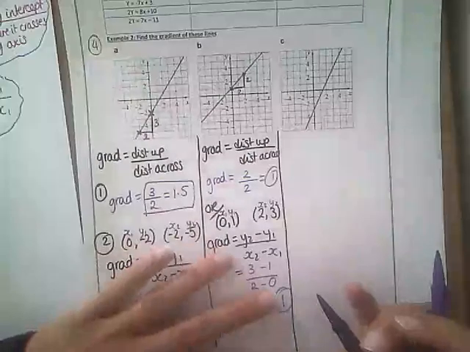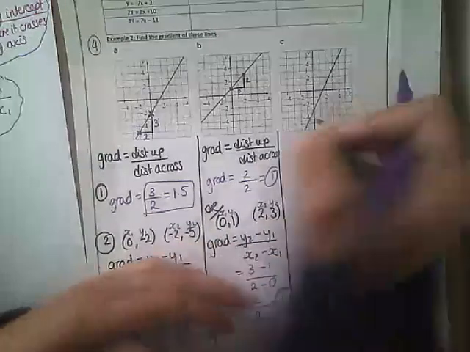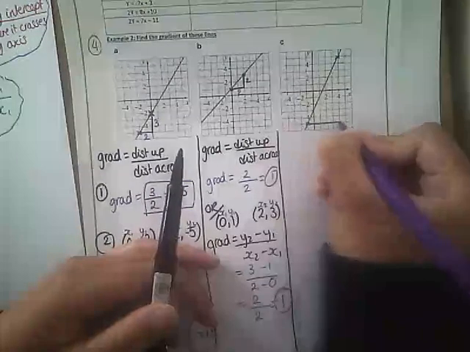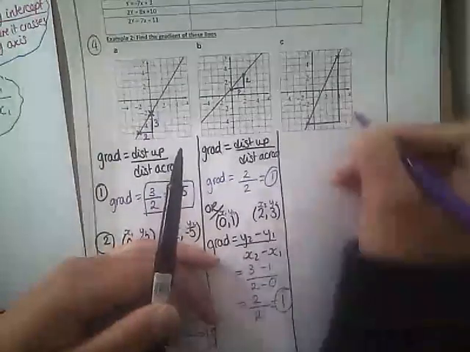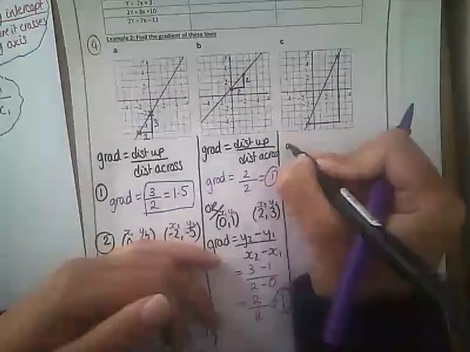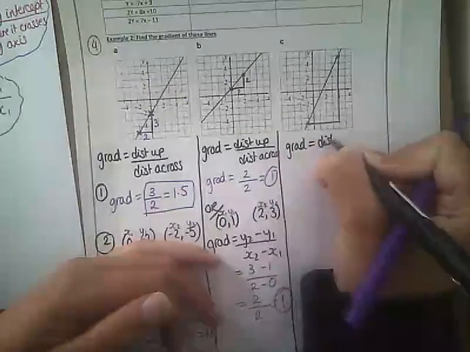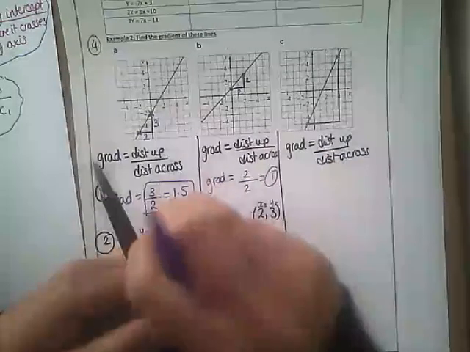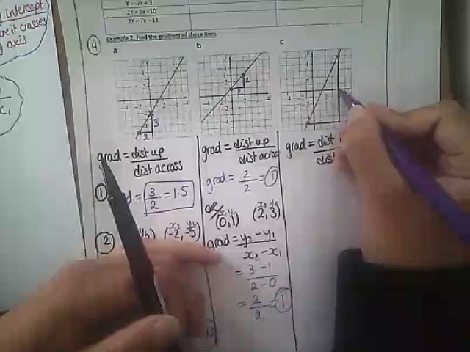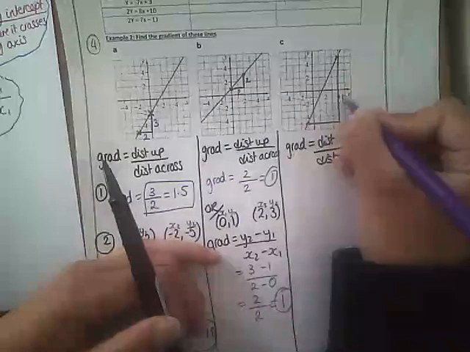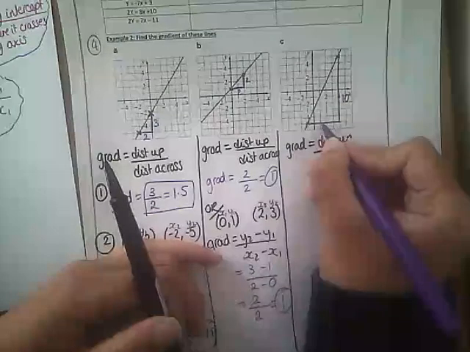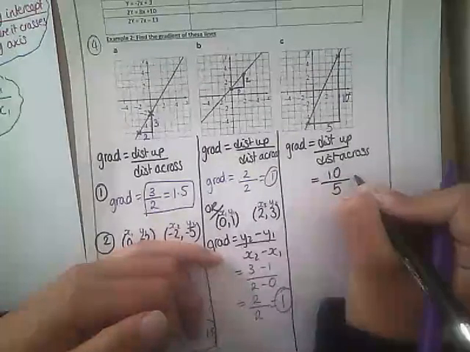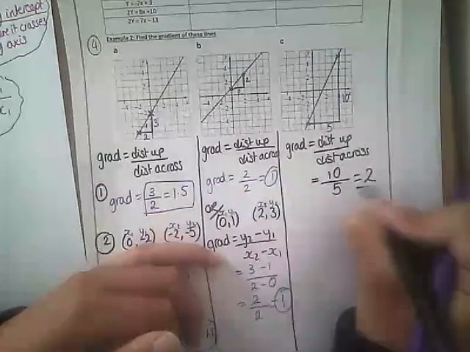Okay, and the last one, question C. Now I'm going to take a bigger jump this time just to show you that it still works. So let's take this coordinate and this coordinate, okay? Right, so here's our triangle. Our distance up, let's write down what we're doing. So our gradient is the distance up divided by the distance across. Okay, so our distance up is 1, 2, 3, 4, 5, 6, 7, 8, 9, 10. And our distance across is 1, 2, 3, 4, 5. So our distance up is 10, our distance across is 5, and so our gradient is 2.